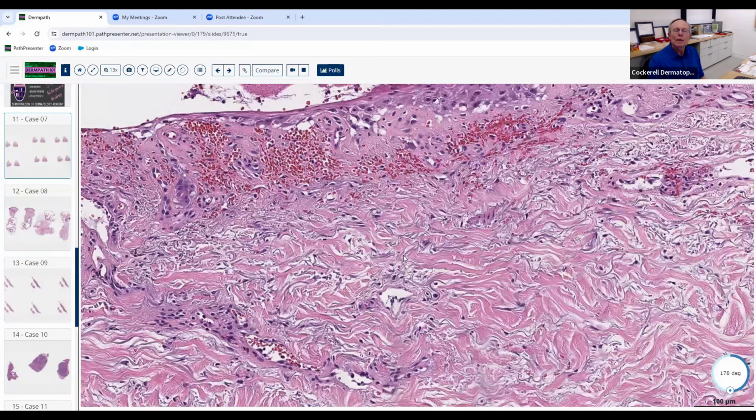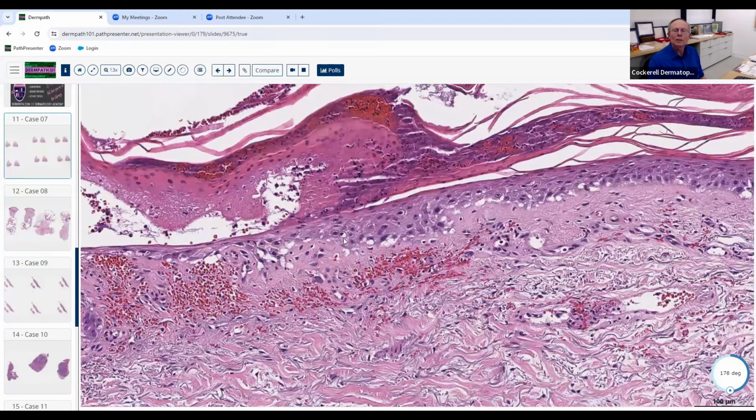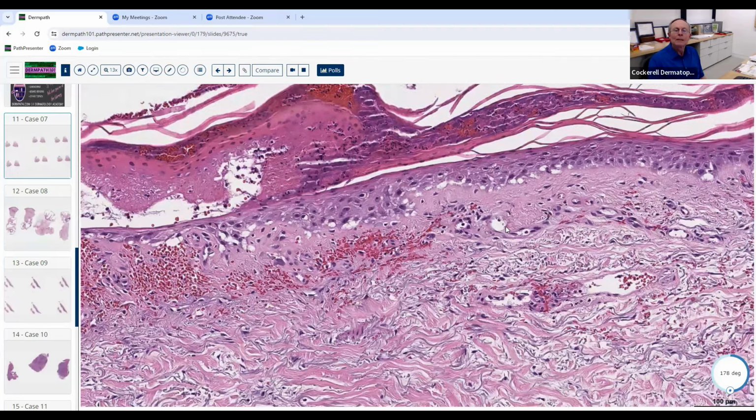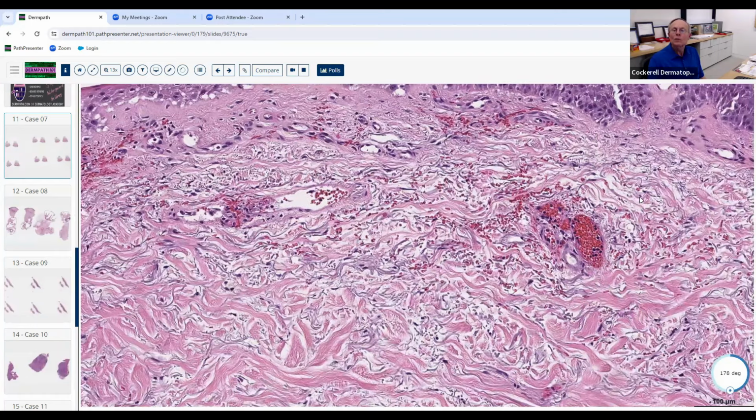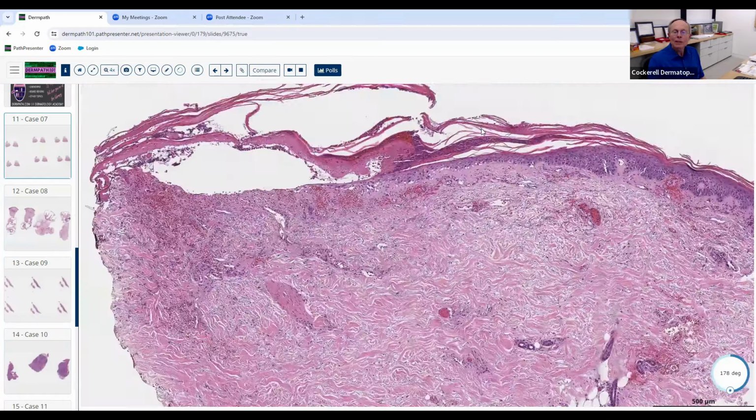And here's some vacuolar alteration. So this is a reepithelialized epithelium underneath this necrotic epidermis here. And if you start looking carefully, you can see that there's a lot of sludging of these blood vessels here. And let's take a look down deeper.